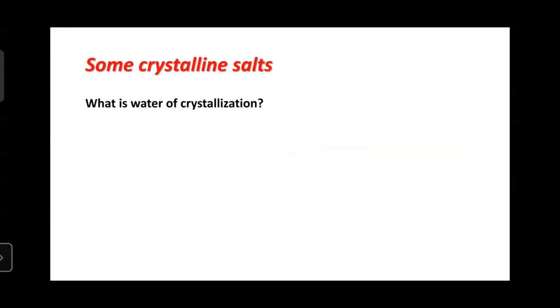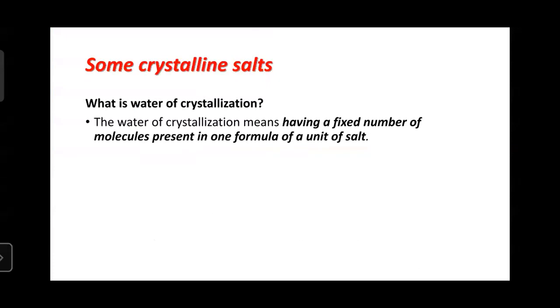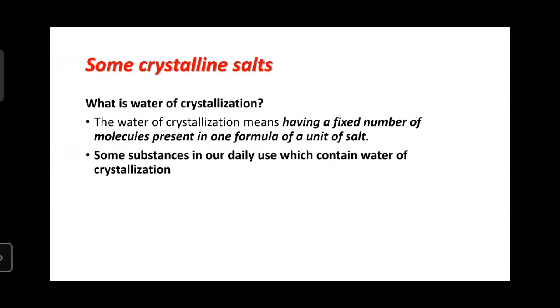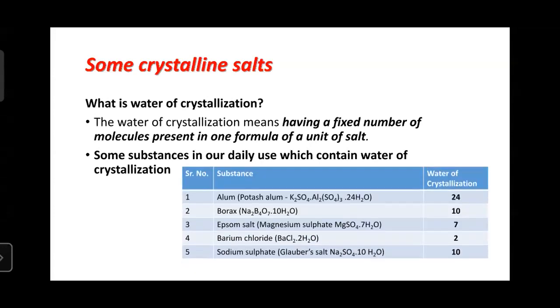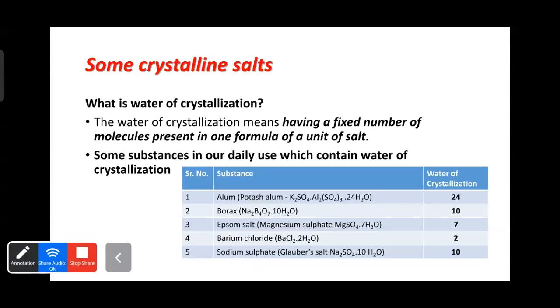Now we have also seen crystalline salt. What do you mean by crystalline salt? What do you mean by water of crystallization? Water of crystallization means a fixed number of water molecules present in one formula unit of salt. The substances in our daily life which contain water of crystallization: first is alum, having 24 water of crystallization. Borax having 10, Epsom salt 7, barium chloride 2, and sodium sulfate 10. So you can easily identify how many H2O molecules are there in that chemical formula. From that, you can consolidate how many molecules of water of crystallization are there in that particular salt.